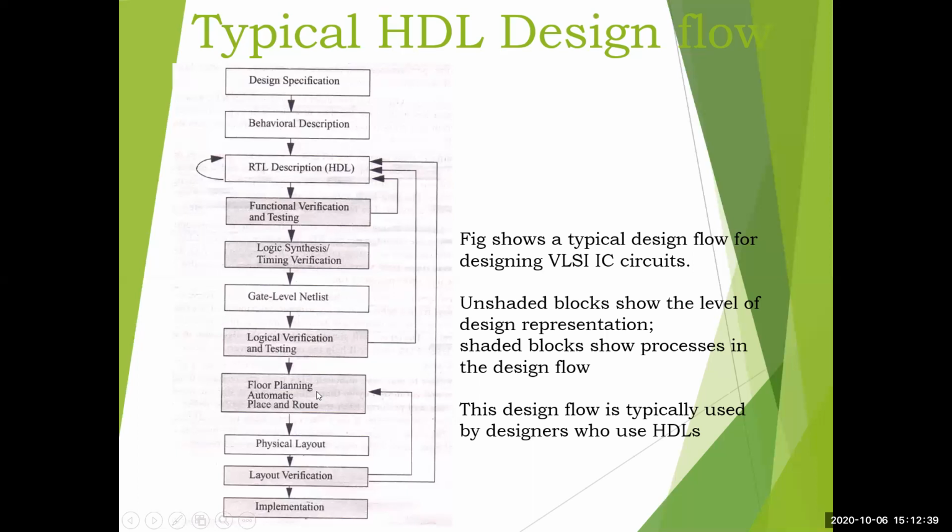Floor planning, automatic place and route. On the chip, where which component has to be placed. If you see any PCB board, there will be a processor in the middle and a power source at the end. Like that you have seen some elements on it. So that is floor planning, and how you automatically place and route. This component is here, like that you are preparing a layout. That will be done by this backend tool, and the output of that will be given as the physical layout.